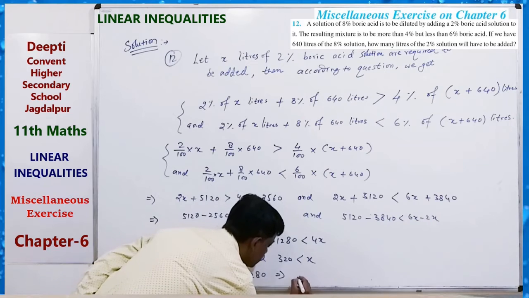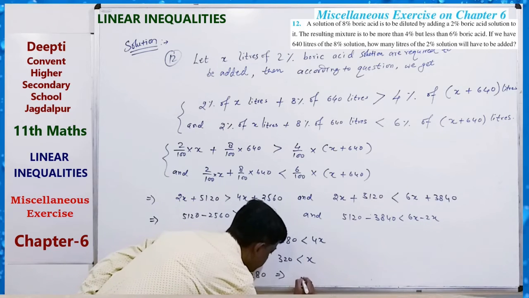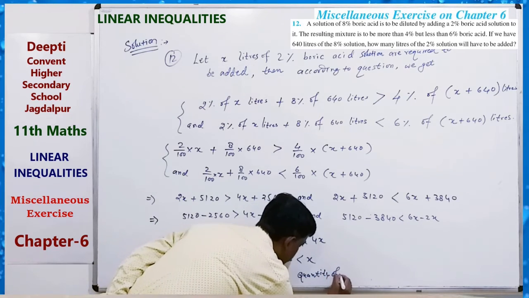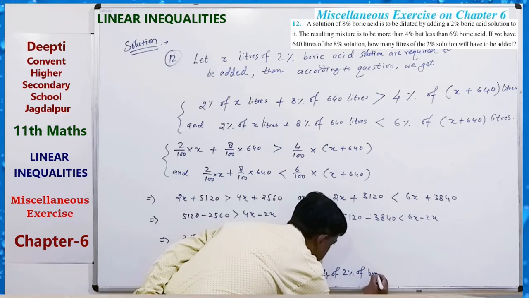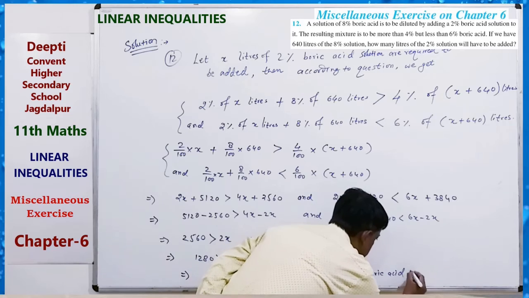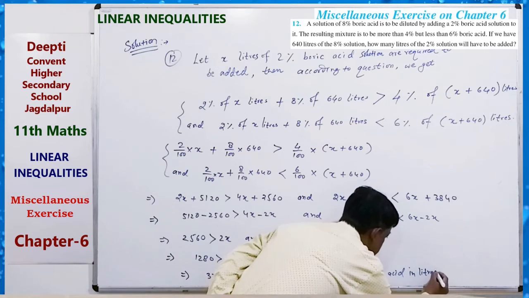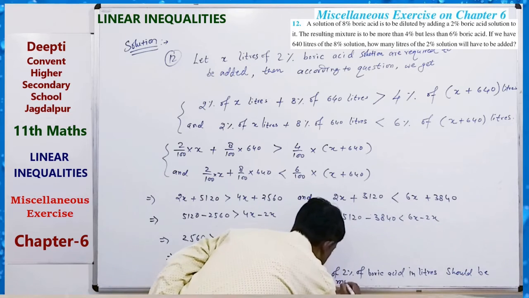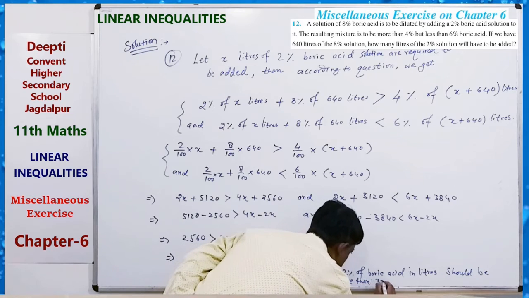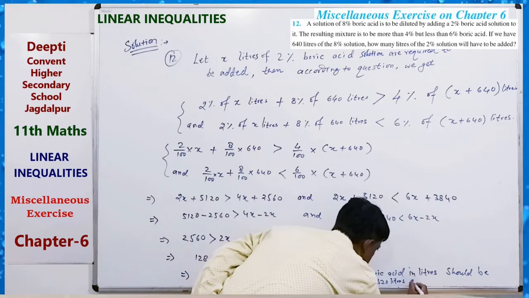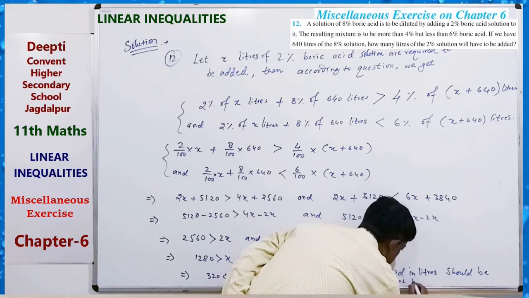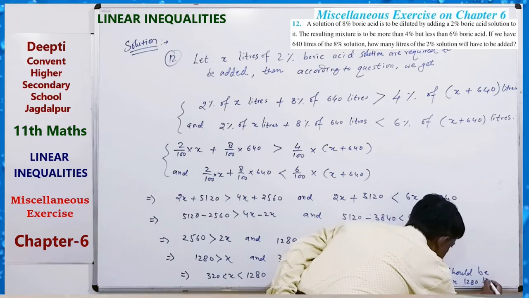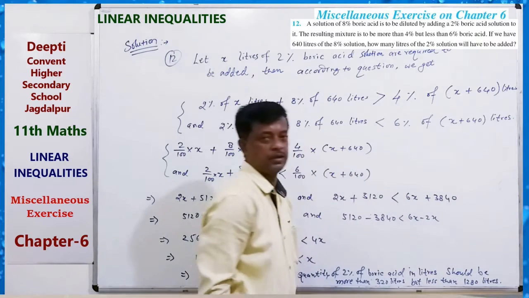Implies the quantity of 2% boric acid in liters should be more than 320 liters but less than 1280 liters. So this is the solution.